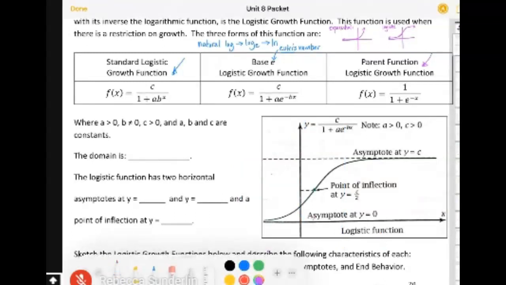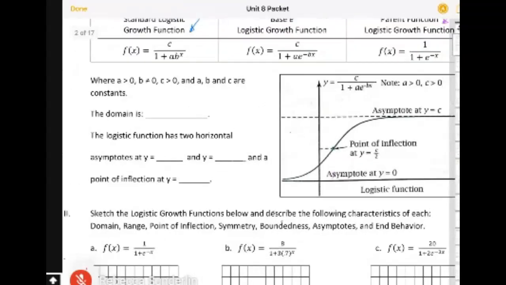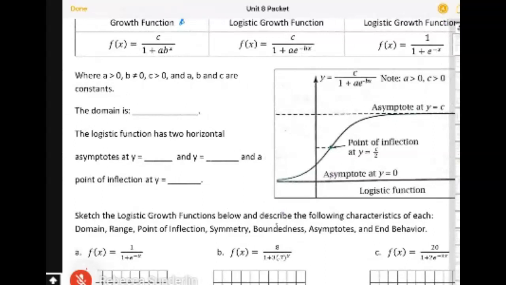Okay. So here we're looking at a very, very generic logistic growth function. Looking at this graph, what is the domain of my function?